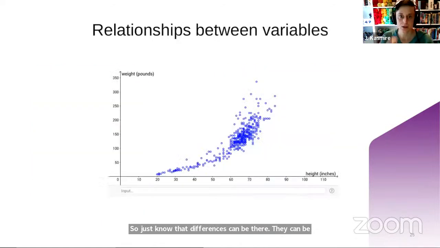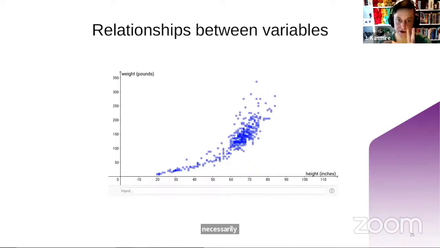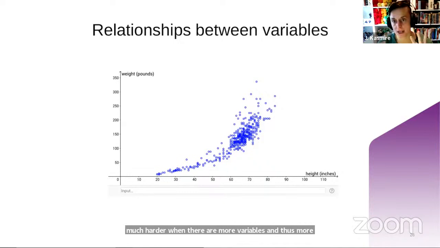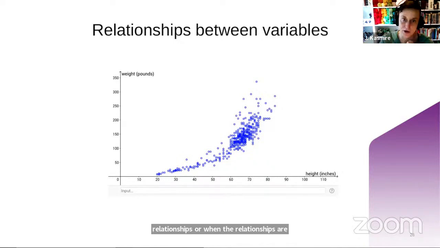So now we've got relationships between variables. So this is when I highlighted something could be faithful or not faithful. And it is often important, but not necessarily straightforward, to maintain relatively simple relationships between two variables. And it gets much harder when there are more variables and thus more relationships, or when the relationships are more complex. So here, for example, we've got weight and height, presumably of people. I don't know. This is just an image I nicked off the interwebs.